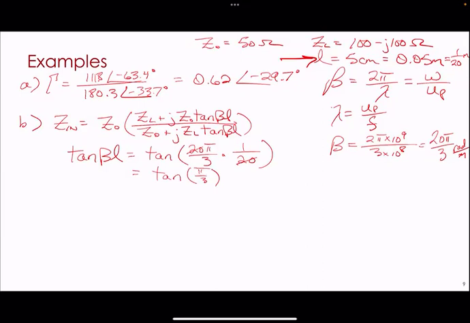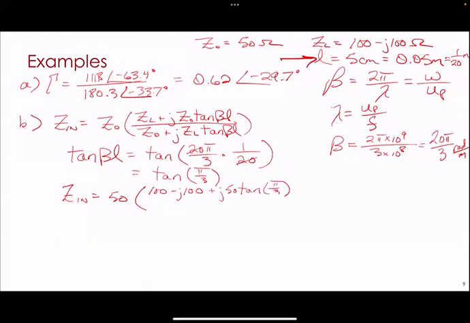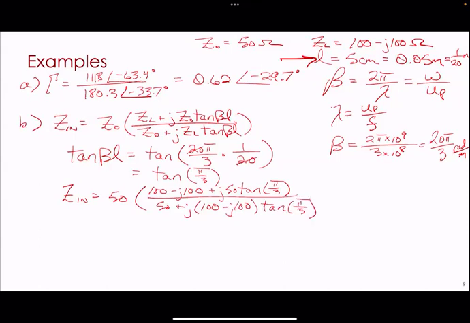Okay. So then we can go back to our Zn and we can plug in all the numbers. 50, ZL is 100 minus j100, plus j times 50 times the tan pi over 3, divided by 50 plus j times, and this is where things get a little ugly here, 100 minus j100 times tan pi over 3.